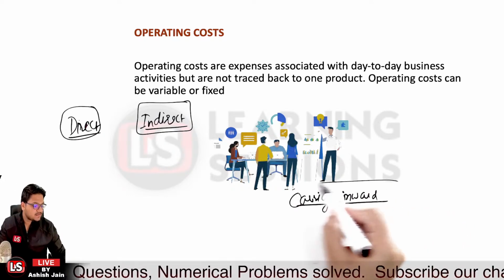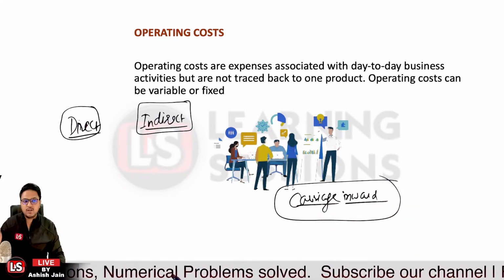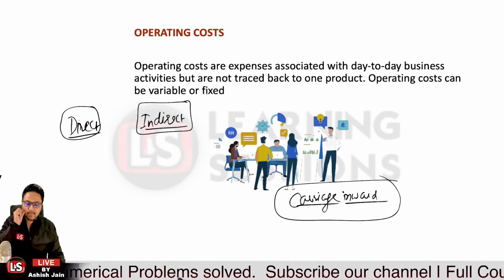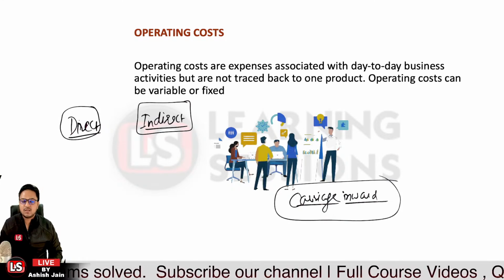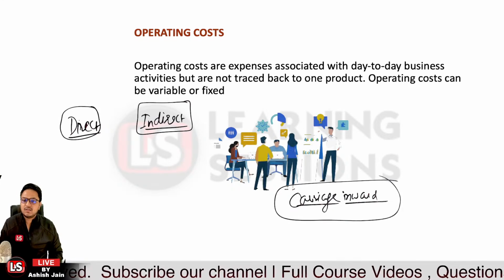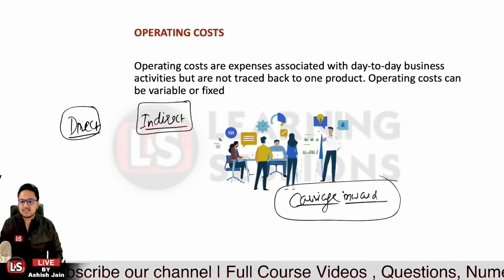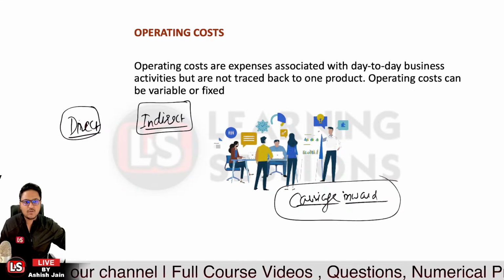Kindly do answer at the earliest. The carriage inward would be part of the direct expenses or the indirect expenses? These will be part of the direct expenses. So Epstein has answered correctly over here.